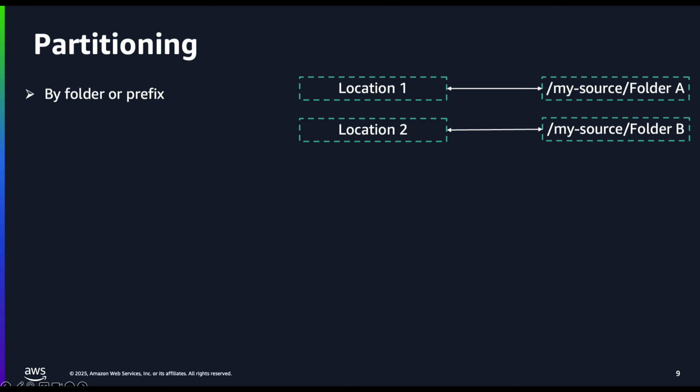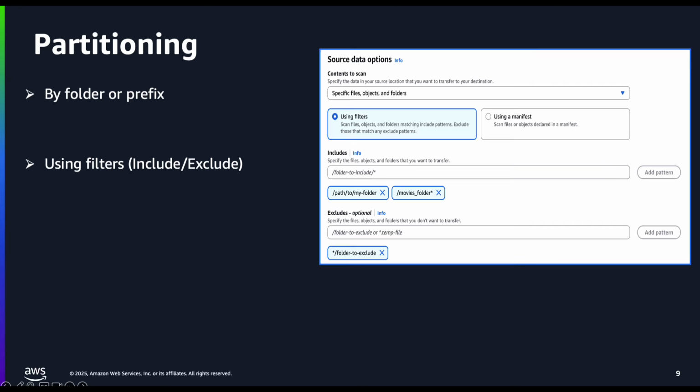For example, if you're migrating a file share with top-level directories, you can create multiple locations that specify a different directory path. You can use DataSync task filtering to include or exclude specific data from your source location. During the task creation, you can set include filters to specify the set of files, folders, or objects that should be transferred, and those that should be excluded from the transfer using the exclude filter option. Filters can help you scope the tasks to specific portions of your dataset.